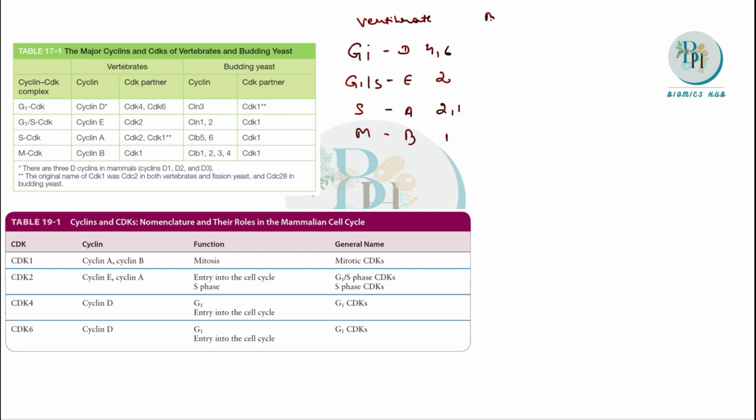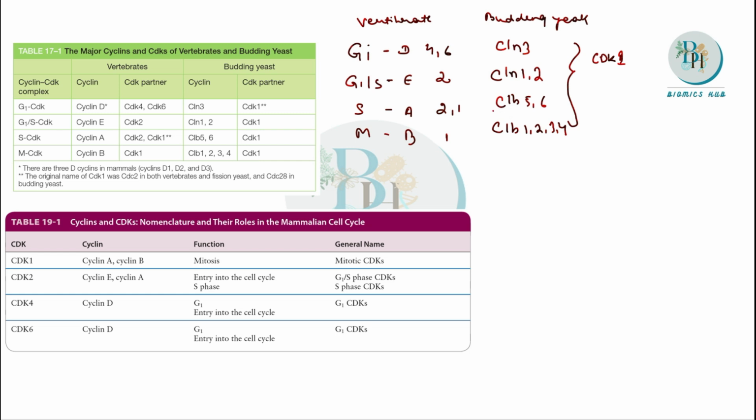But in the case of budding yeast, the CDK involved is CDK1. Only one CDK is regulating all the phases of the cell cycle, but the cyclins are different. For G1, the cyclin is CLN3. For G1/S phase, the cyclins are CLN1 and CLN2. For S phase, the cyclins are CLB5 and 6. For M phase, the cyclins are CLB1, 2, 3, 4.